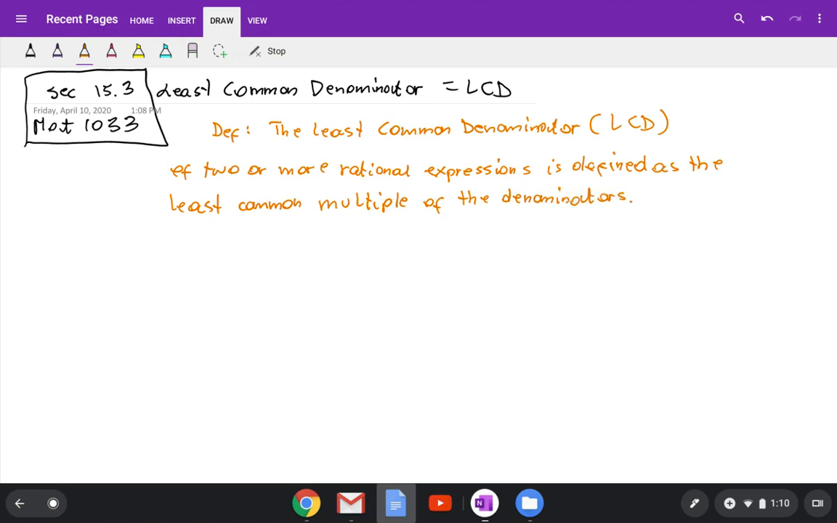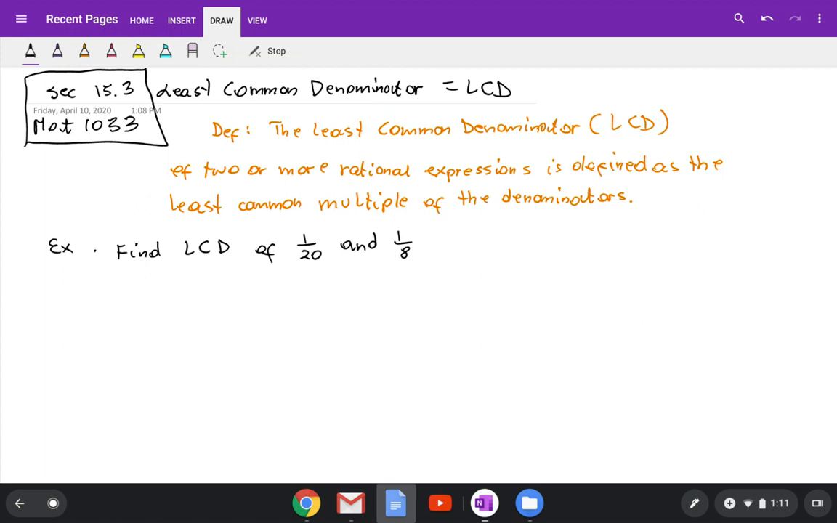So what we're doing here, we're finding the multiple of the given denominators. Technically, we're looking for a number which can divide our denominators. Since there are many of them, we're going to pick the least one. Let me give you an example. Find the least common denominator of 1 over 20 and 1 over 8.